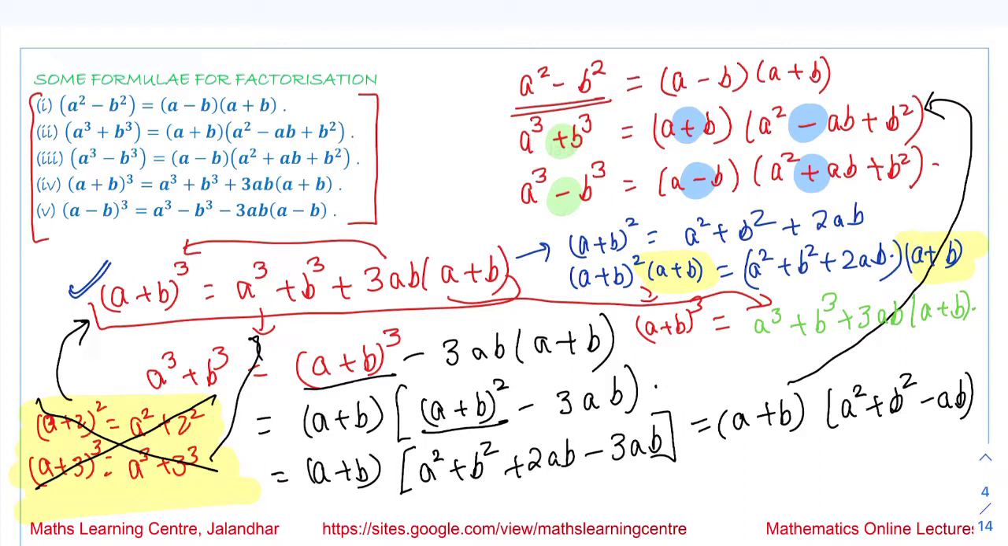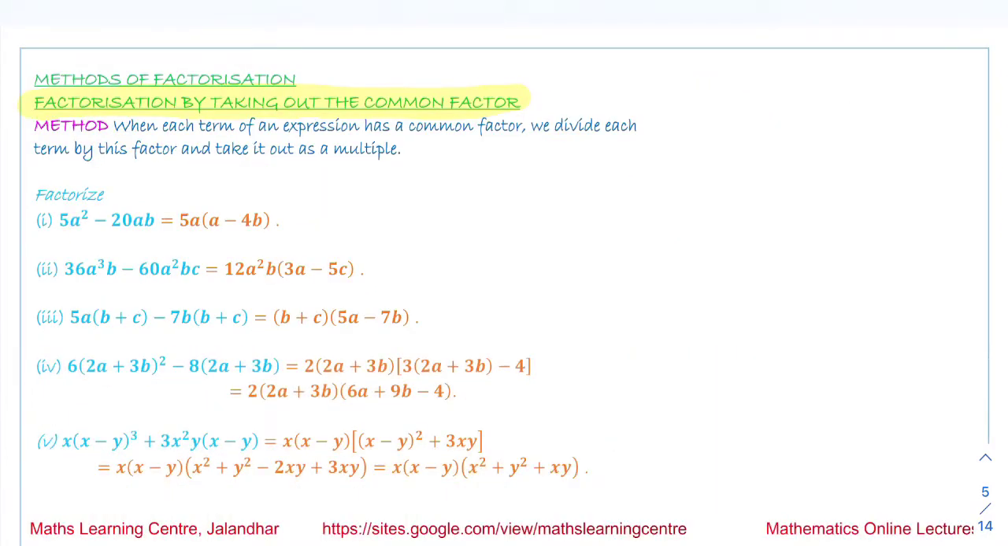Now after these formulas, we have the methods of factorization. The first method we are going to discuss is factorizing by taking out the common factors. In this method, when each term of an expression has a common factor, we divide each term by this factor and take it out as a multiple. We are going to understand this with the help of examples.